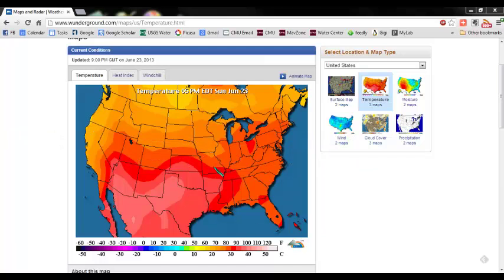But we also know that we're going to see bigger swings of temperature in the interior where we have a continental climate than we do on either coast.